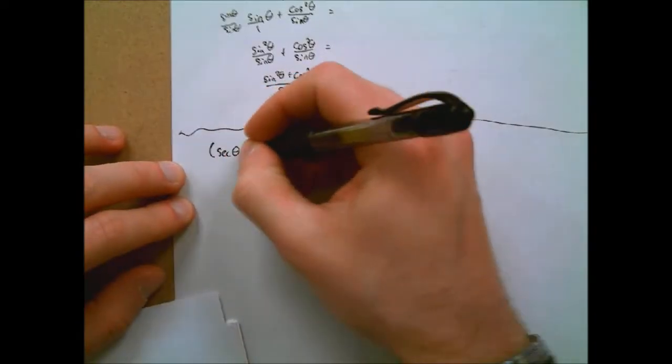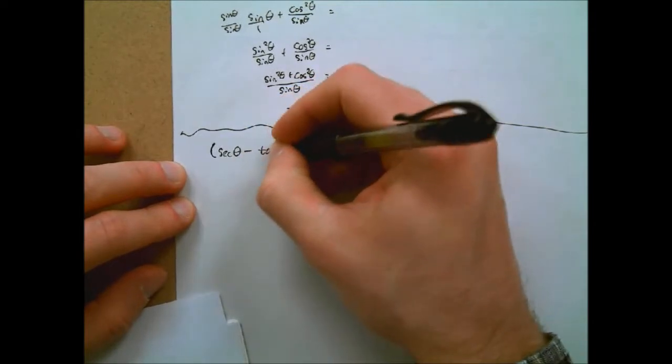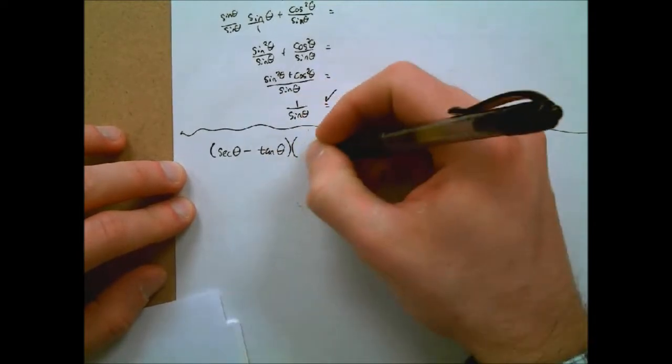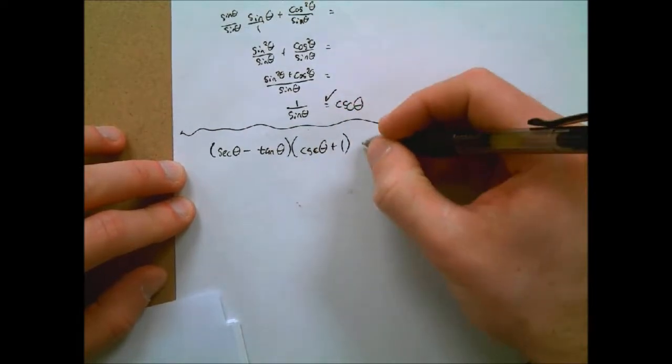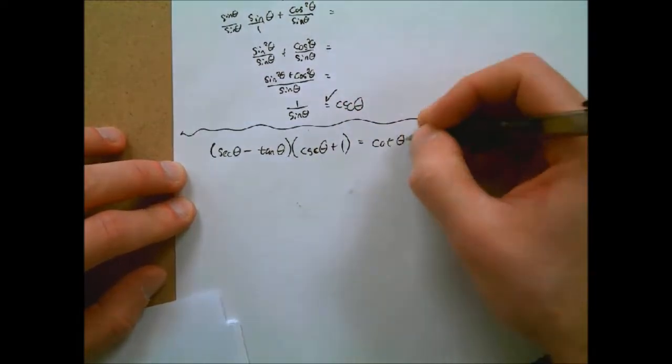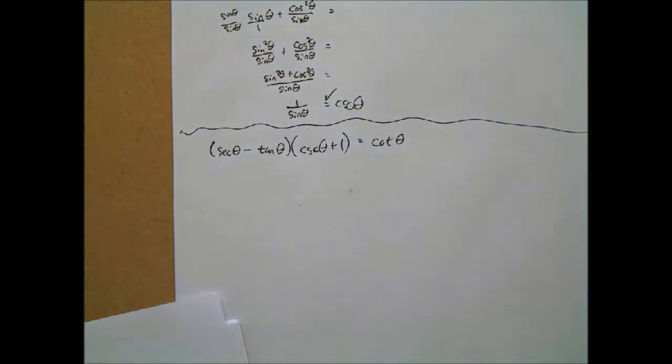Secant theta minus tangent theta times cosecant theta plus 1. Does that equal cotangent theta, right? Or let's show that it equals that.